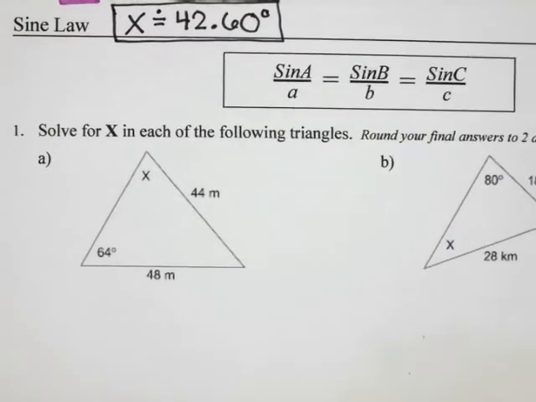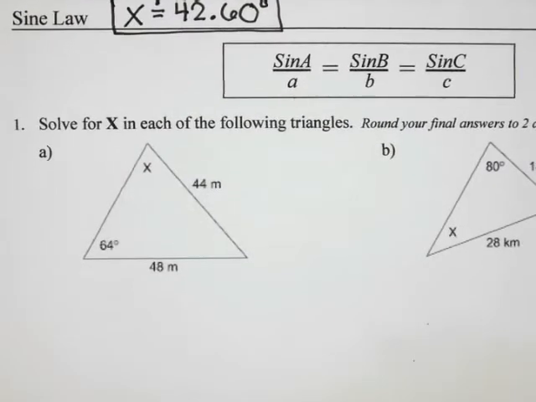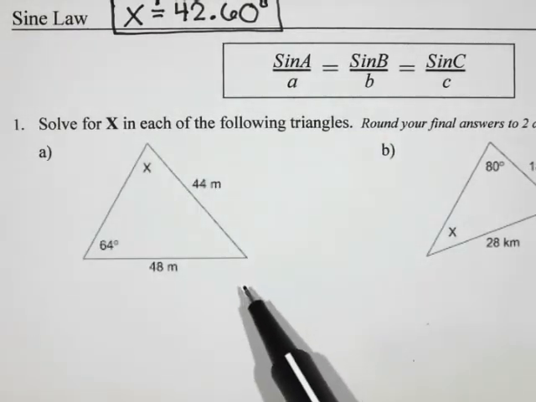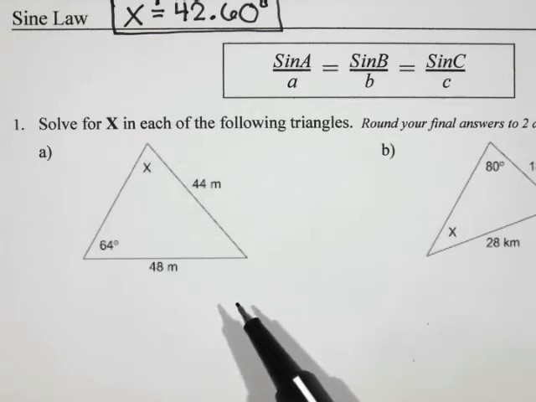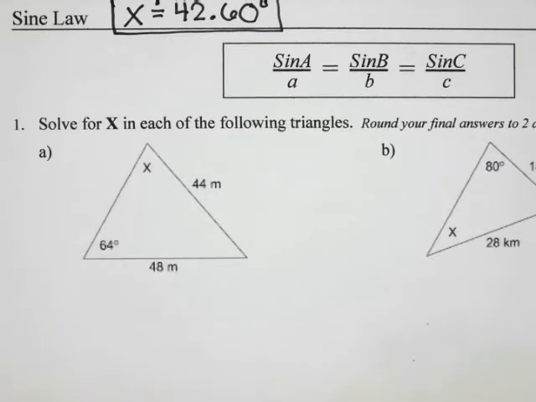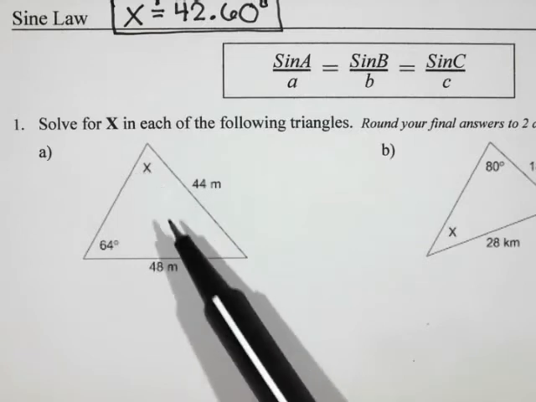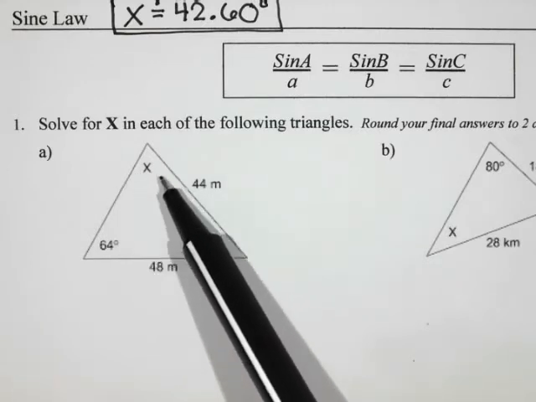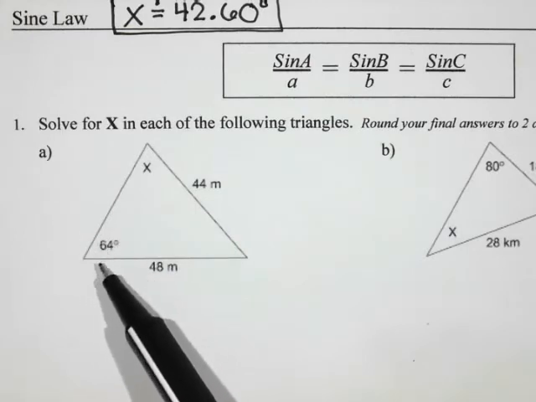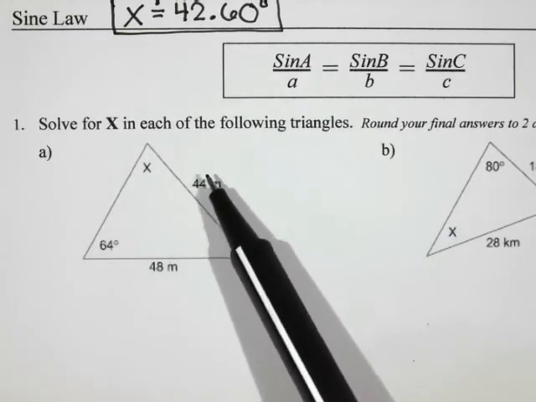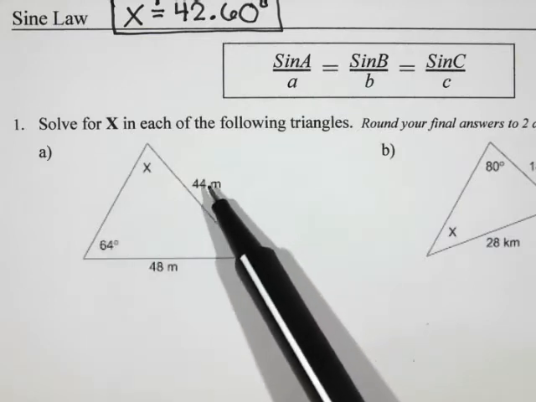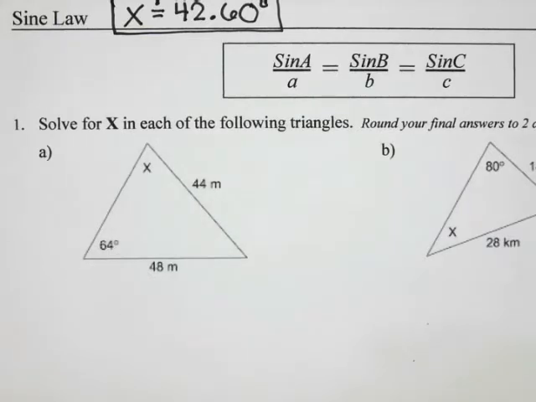So our question here says solve for x in each of the following triangles, round your final answer to 2 decimal places. So when I'm looking at a triangle and I'm trying to decide if I want to use sine law, in order to use sine law, you need to have an angle that you know the value of and an opposite side that you also know the value of. So when I look at this triangle, I have angle x and an opposite side, but I don't know what angle x is. But I have 64 degrees and 44 meters that are right across from each other, and I know both of those numbers, which means I'm allowed to use sine law.